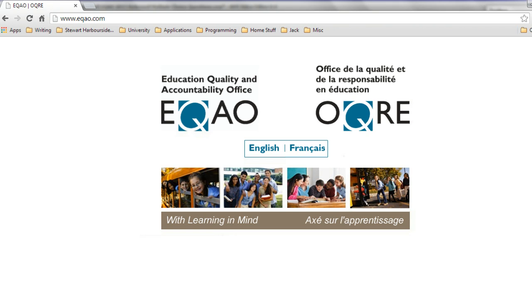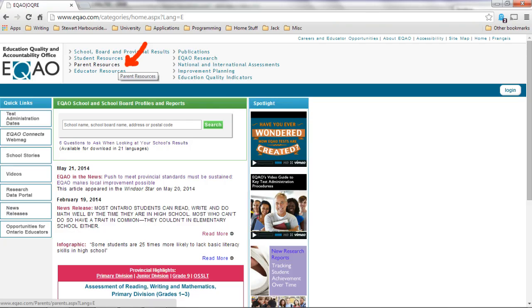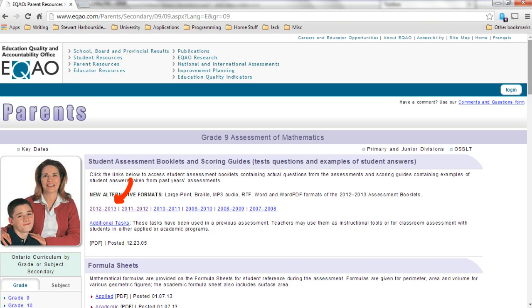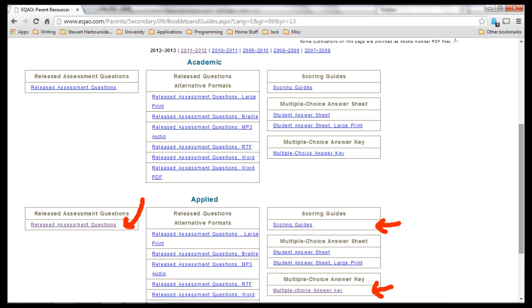If you go to the EQAO website, which is eqao.com, and you look under Parent Resources, you can find the assessment booklets and scoring guides for Grade 9 Assessment of Mathematics. And what I'm looking at is the 2012-2013 applied. So at the top of the page, when you click on 2012-2013, you'll see the academic. And if you go down, you'll see applied, and there's released assessment questions.